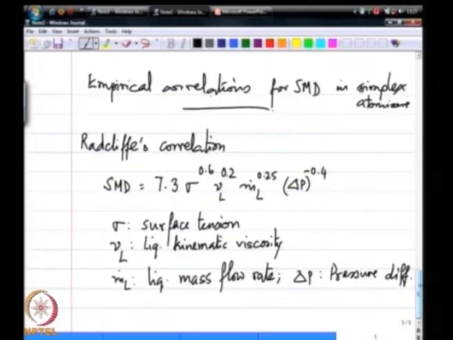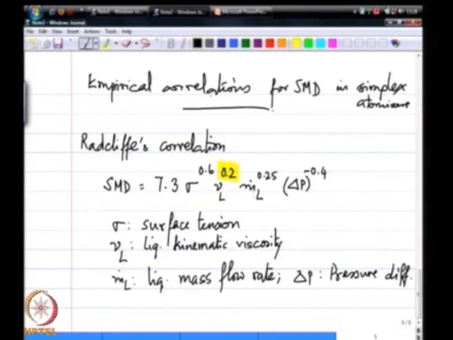Now, we will study this a little carefully and see what we can learn. The first thing that Radcliffe is trying to tell us is that surface tension seems to have a significant effect as far as the sheet breakup is concerned, because the exponent associated with that has the highest magnitude, 0.6. Liquid viscosity on the other hand has a small positive exponent 0.2, which says that as the viscosity of the liquid goes up, the drop size is expected to go up, although not very strongly.